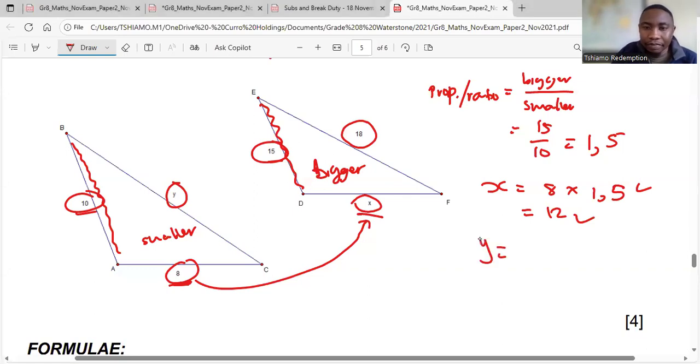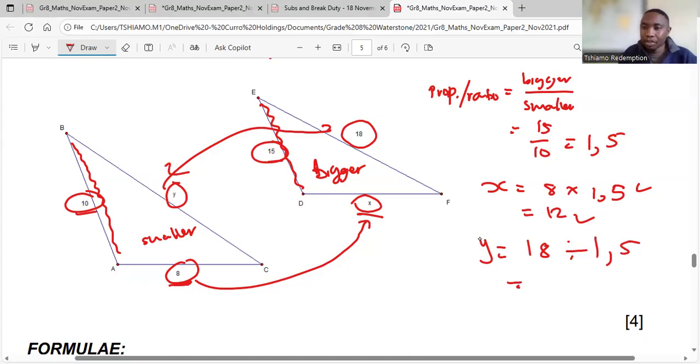Okay, so to find this one, of course, I'm moving from a bigger shape to a smaller shape. So we divide by the proportion. So it's going to be how much? 18 divided by 1.5, sorry, it's 12. Yes. Okay, hope you get it. So with multiplying and dividing, the first thing to do is to find the proportion given.